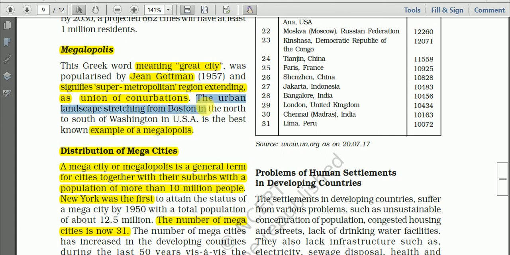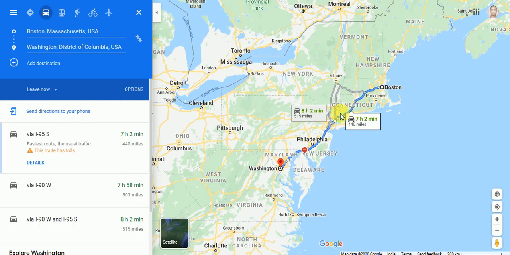The urban landscape stretching from Boston in the north to the south of Washington in USA is the best known example of a megapolis. So let us see the location of Boston and Washington. See, Boston is here, Washington is here.